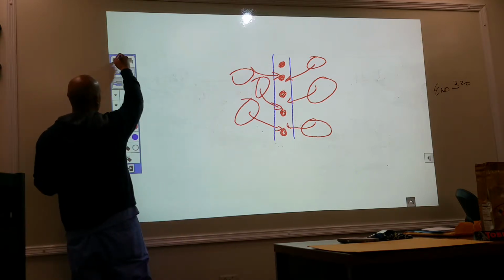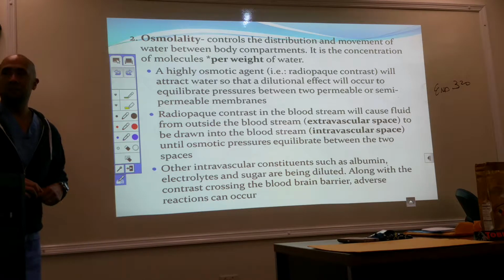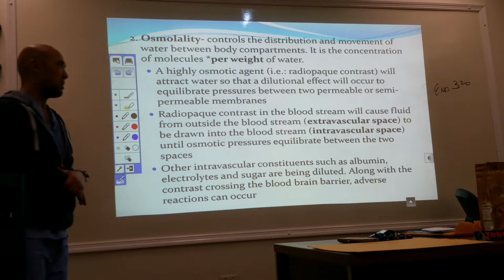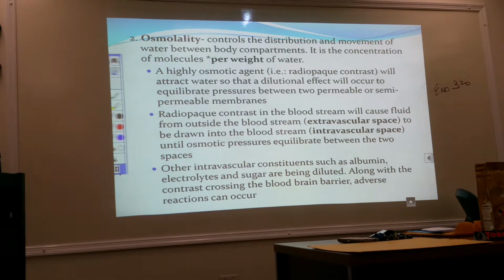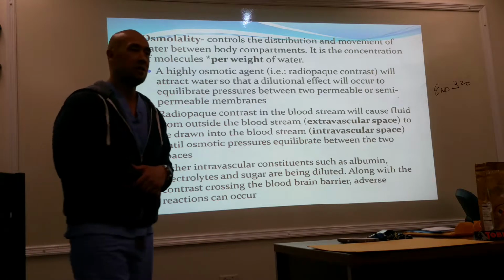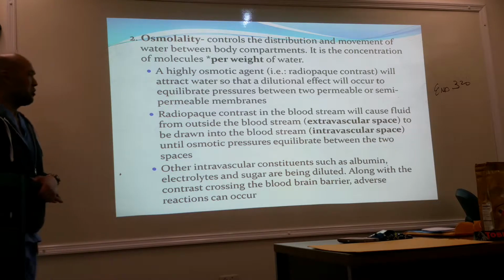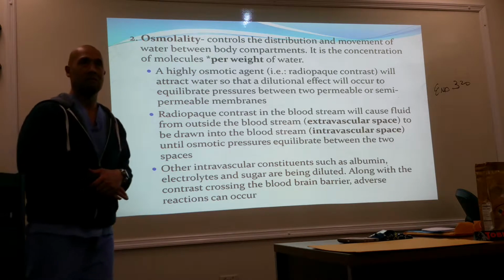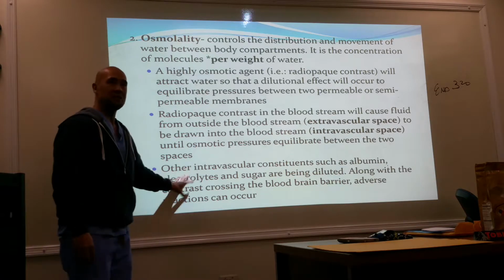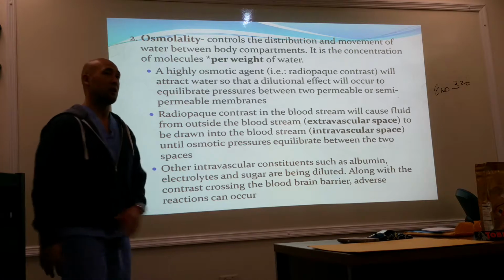Going back to what we're saying here, radiopaque contrast in the bloodstream will cause fluid from outside the bloodstream to be drawn into the bloodstream until osmotic pressure is equal on both sides. Other intravascular constituents such as albumin, electrolytes, and sugar are being diluted. These are all things that are necessary in metabolism and vital to our life.